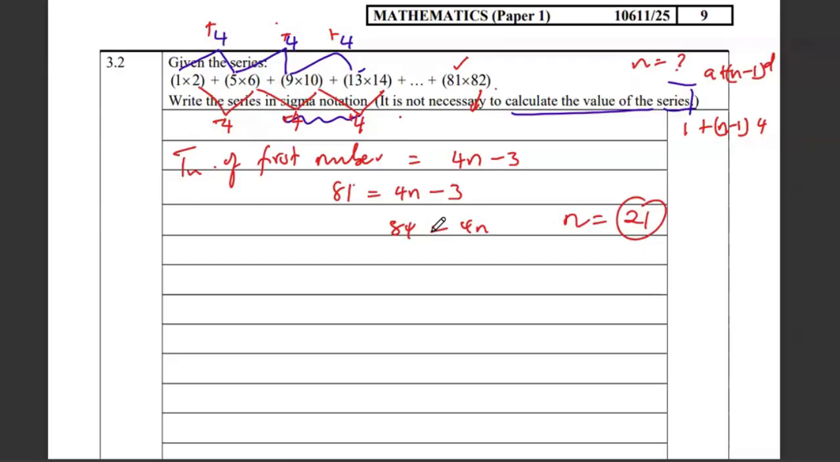So we basically have 21 terms. Okay. Now, if that is 21 terms, I need to also get the Tn of the second number. Since it's 4n, it's going to be 4n minus 2. Okay. Because times 1 is going to be 4, minus 2 is 2, times 2 is 8, minus 2, which is 6. Okay, which is correct.